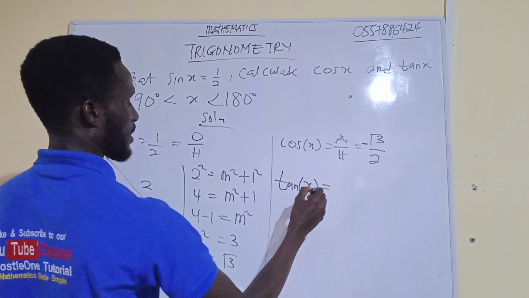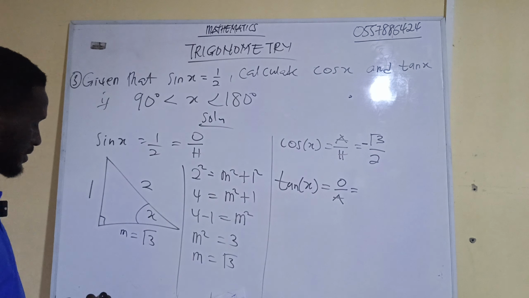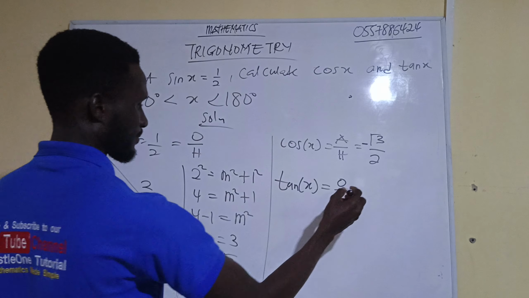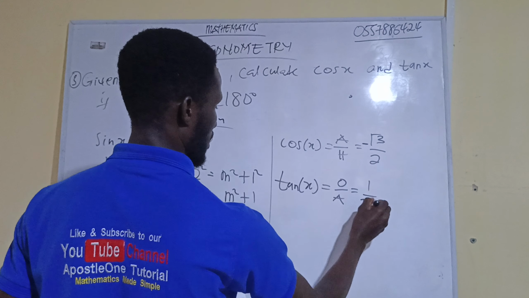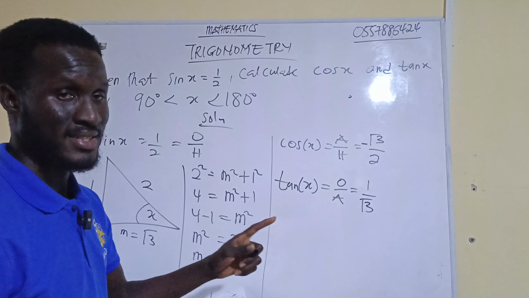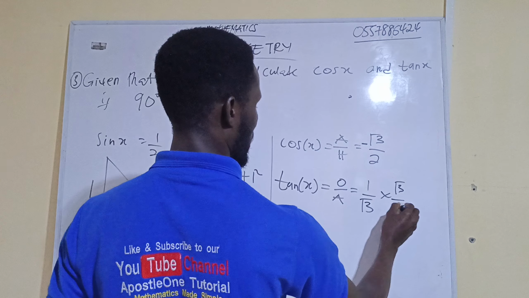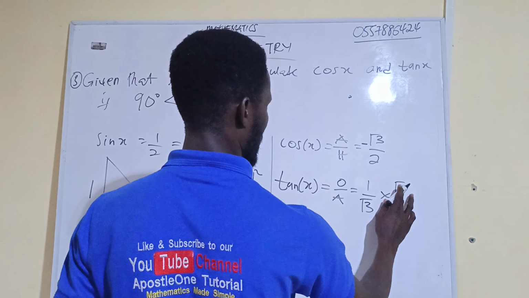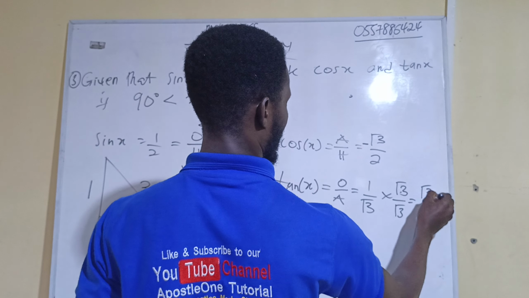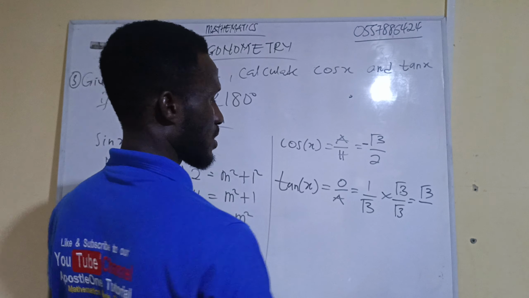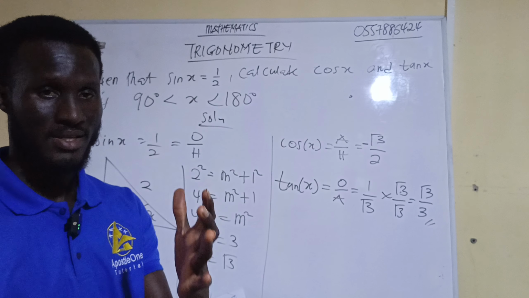Now let's solve for tan. Tan x. Tan is opposite over adjacent. Now what's the opposite? The opposite here is 1. The adjacent is root 3. Now you know we can't leave our answer like that. We can just rationalize. Now root 3 times 1 would give us root 3. And then root 3 times root 3 will give us 3. You see, we don't have to leave an answer like that. We need to at least rationalize.